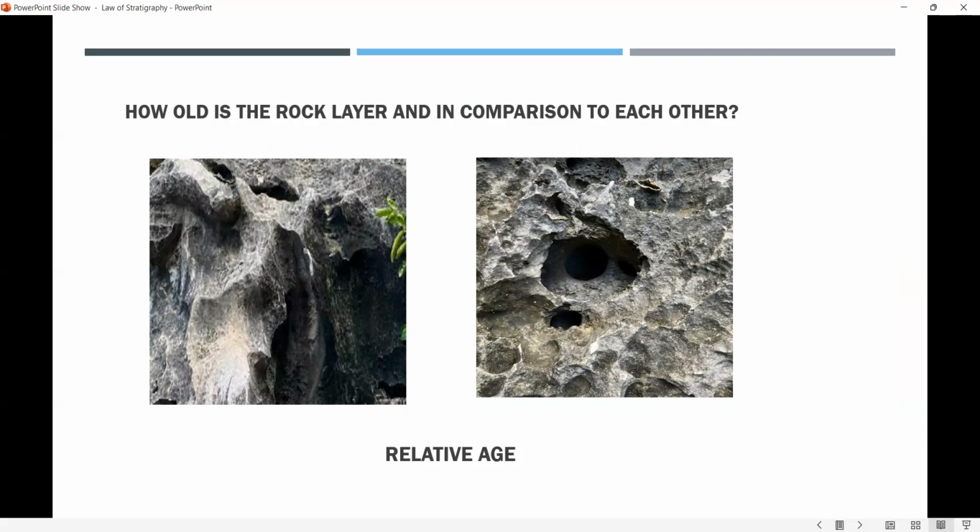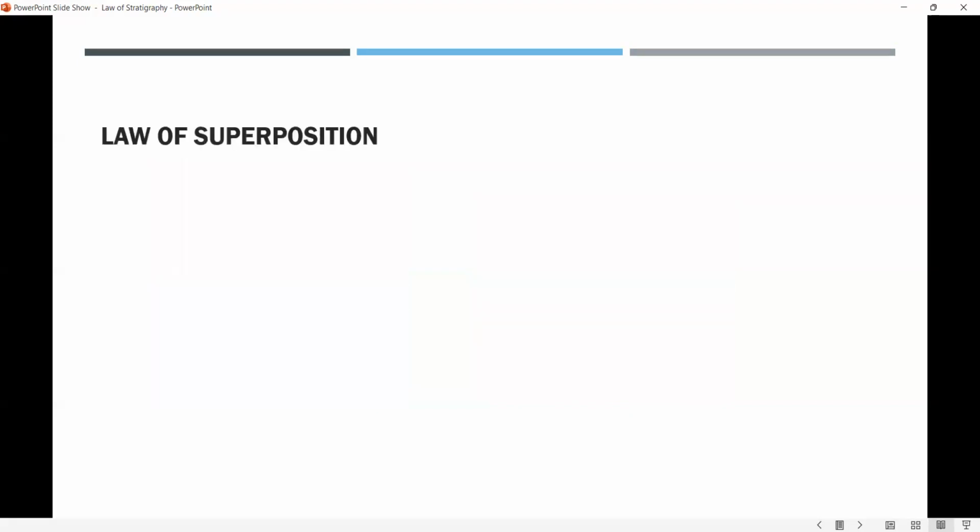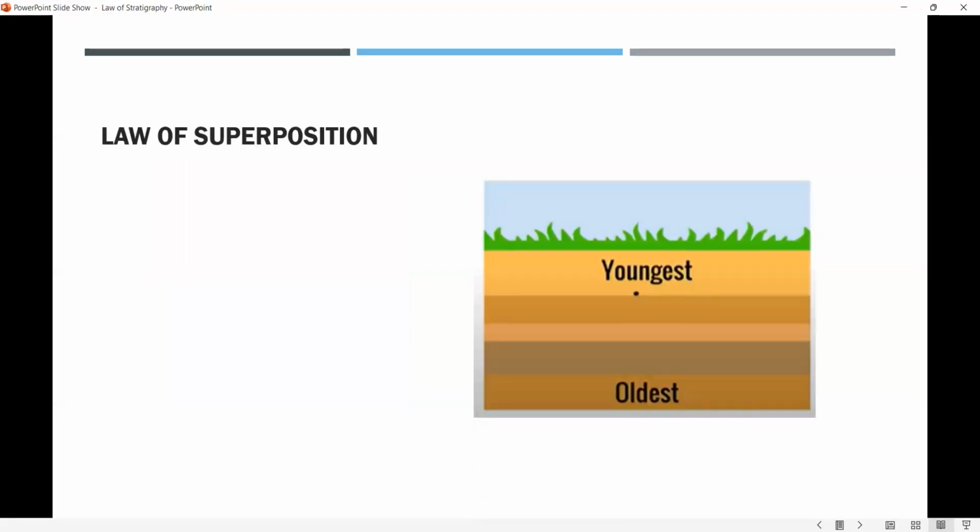If we talk about how old the rock is, geologists use different laws of stratigraphy. But today we are going to focus on the three laws of stratigraphy. And the first law is the law of superposition.